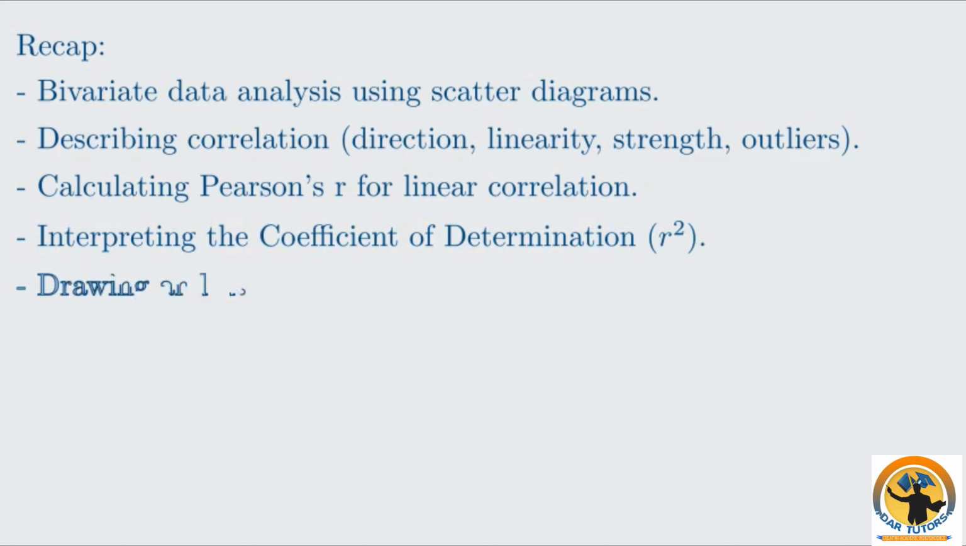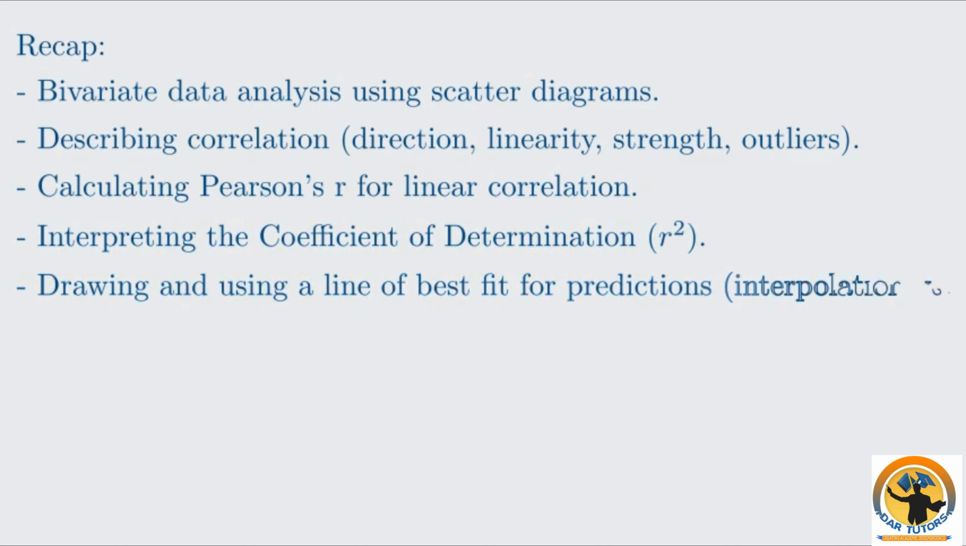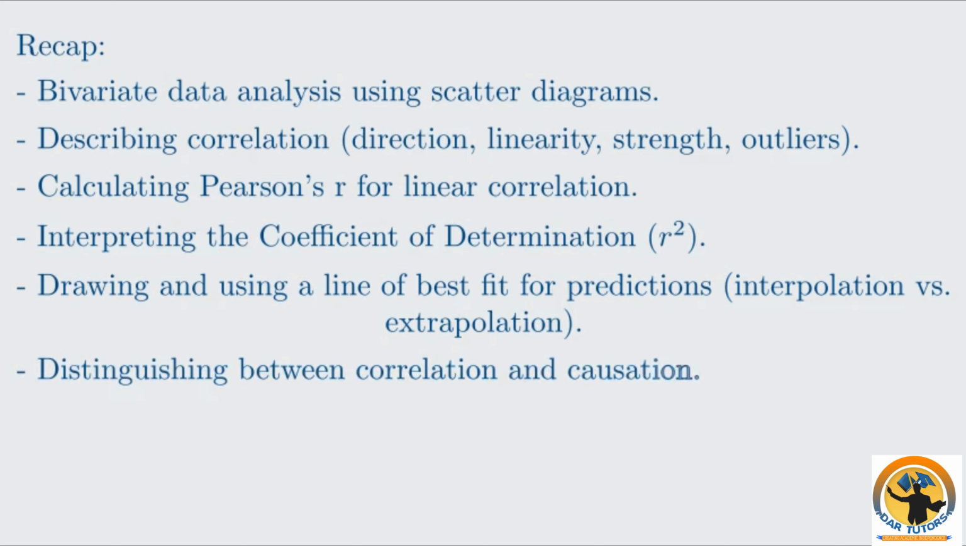Finally, we saw that a line of best fit can be used to make predictions, but we must be cautious when extrapolating outside the data range. Remember the crucial distinction between correlation and causation. You should now be able to apply these concepts to various datasets and interpret your findings, which is a key skill for the IB AI HL exam.